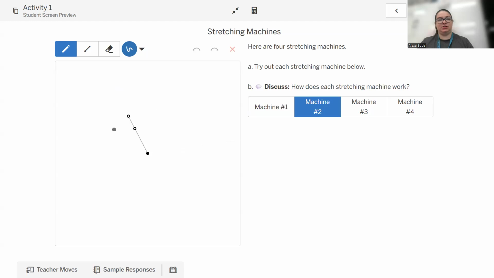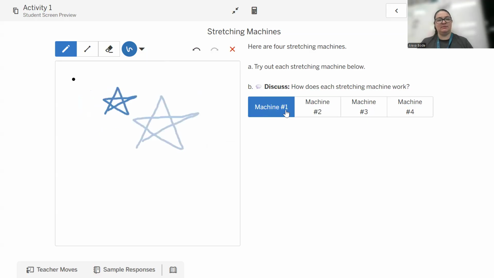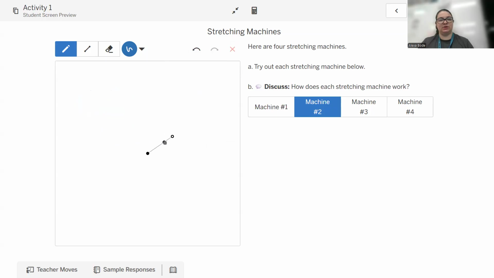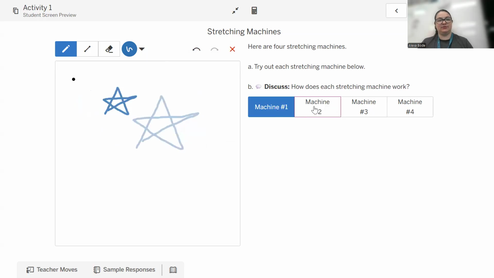Okay, machine 2. Notice where your point is. Notice where the line's going. What is happening to the shape that you drew now? And how is this different from machine 1? Even if I drew my shape over here, because I can draw it anywhere, how is this different?